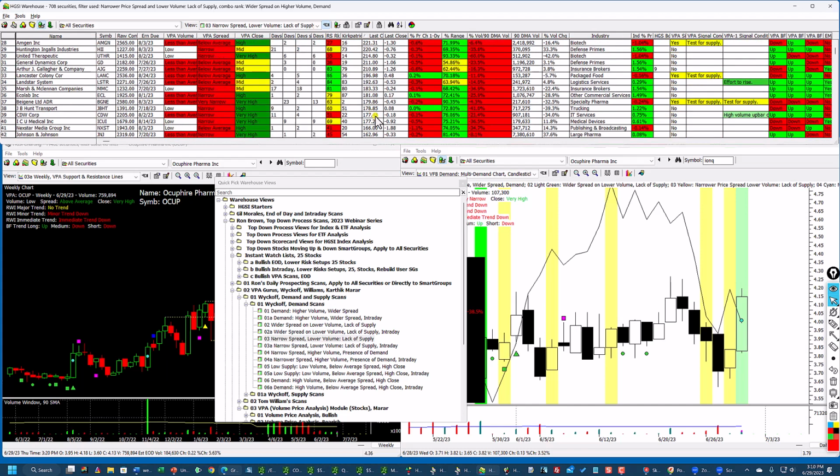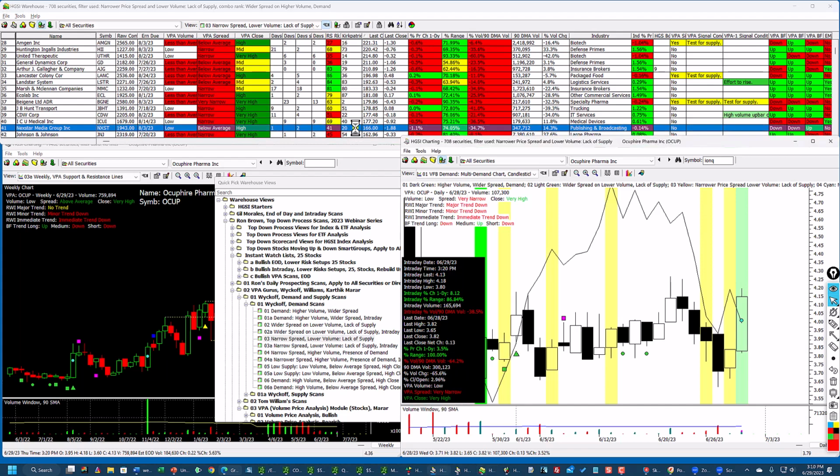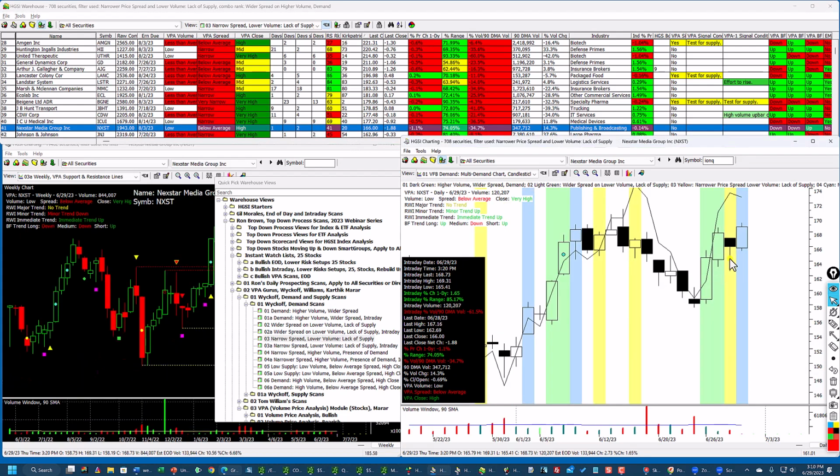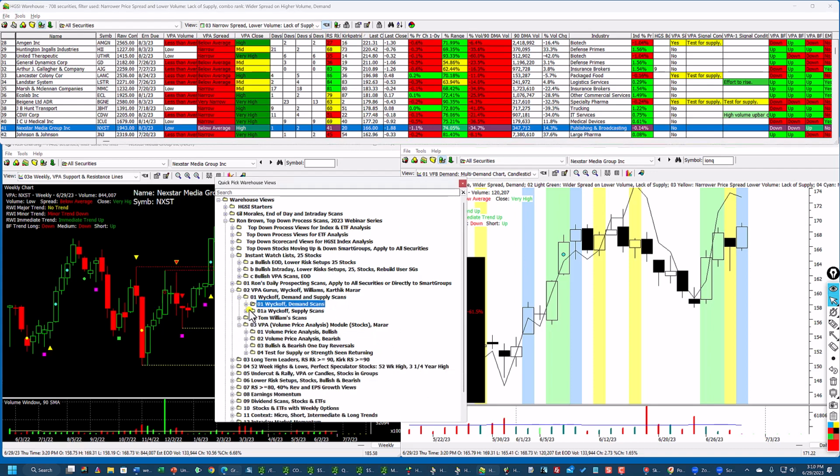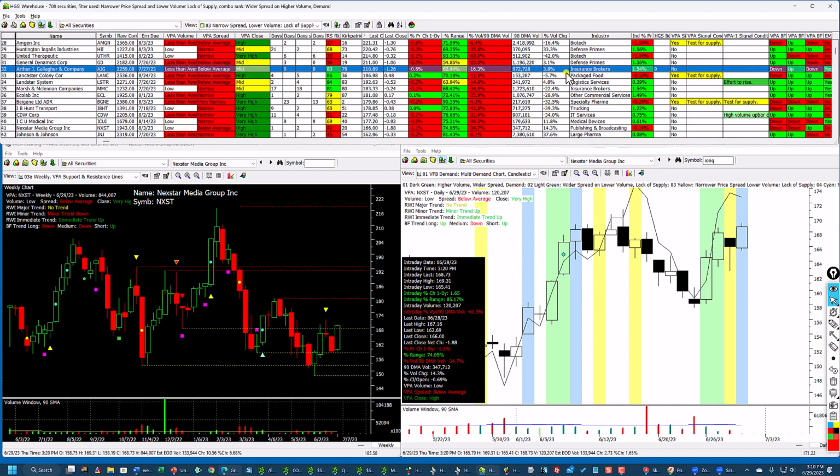How about a $300? How about a $160 stock? Low, below average, high. Relative strength is not good, but we're going to look at it anyway. Okay, so this yellow bar yesterday, that's represented right here, and today it tells me that because of lack of supply, it's going to go up. Not always, but these are pretty interesting scans, and they're all under Wyckoff. There's demand and supply scans. These are all things that we can cover over the next few weeks and go into depth on them.